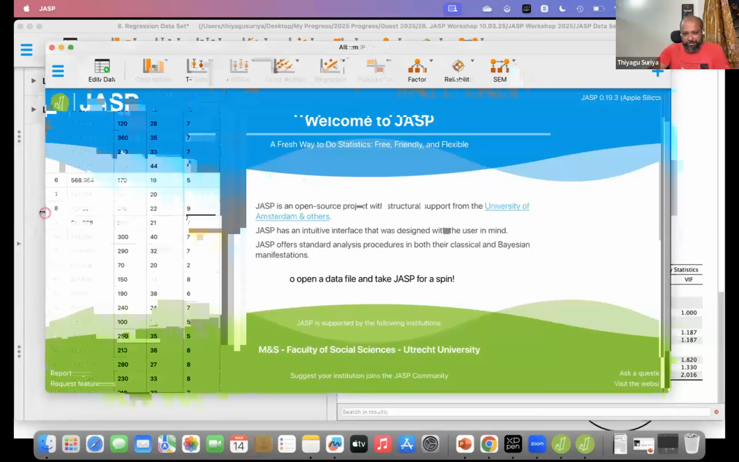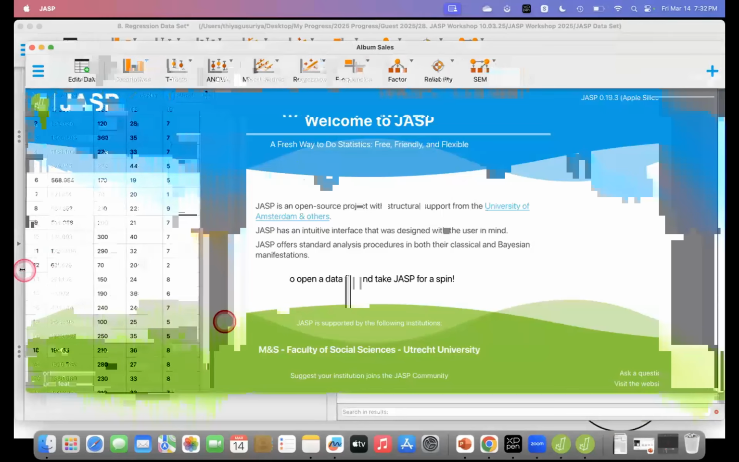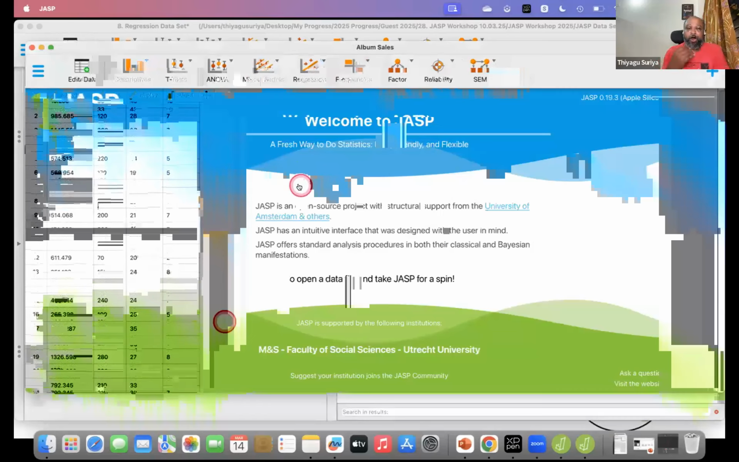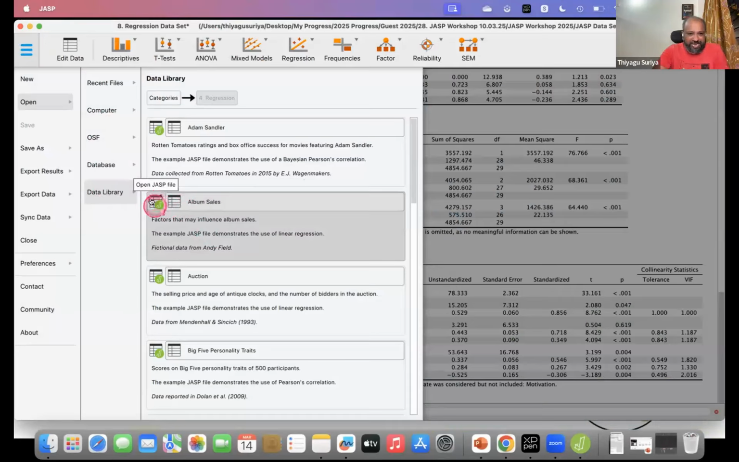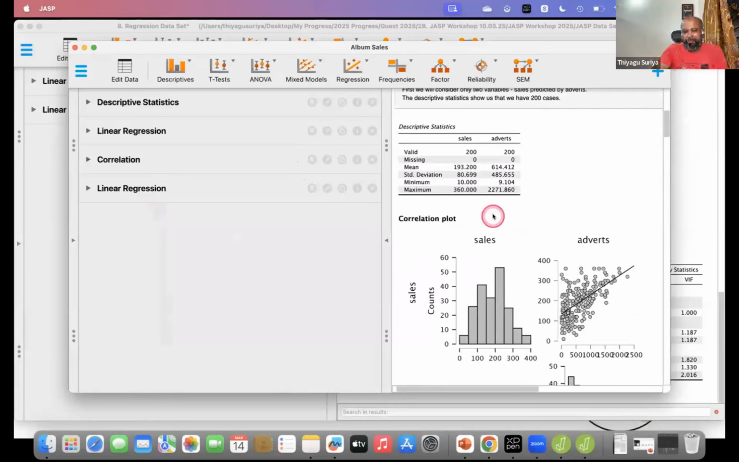How many variables are there totally? 4, right? The problem is you cannot get the output, but suppose you want the output also because you don't know how the output comes. So I'm giving you one more idea. Instead of clicking the data file, go to open, go to the data library, go to the regression. Open the first one, the JASP file. When you click this JASP file, you can get this output and interpretation also.